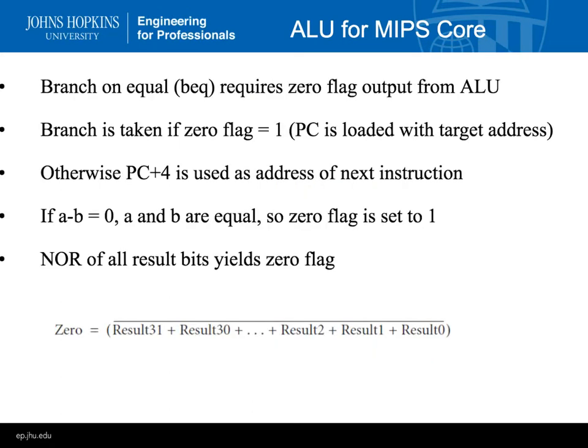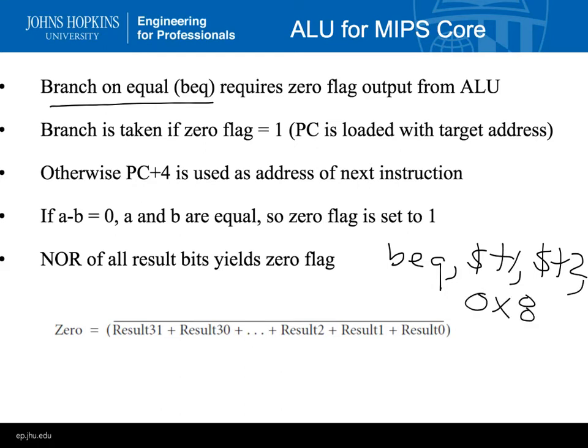So another one that we have in our set of instructions is branch on equal. So we have the BEQ, then we have an offset, whatever we want our offset to be, say 8 bytes. So if these two are equal, then we're going to branch. So all we want to know is if I subtract T2 from T1, is it 0?